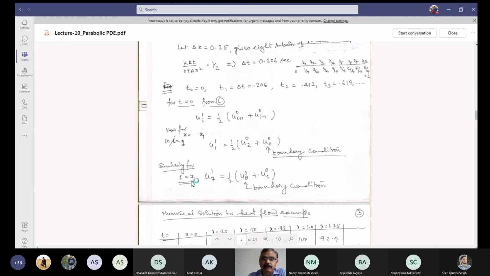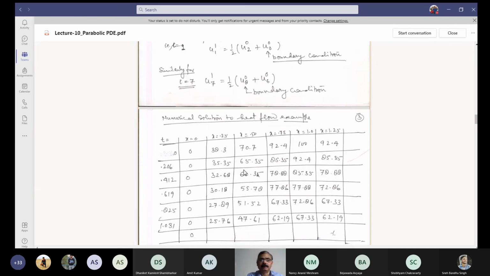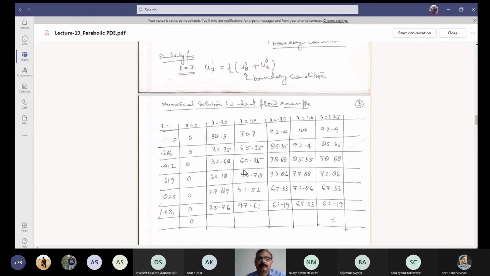Once you put i equal to 7, it will be 1 by 2 of u(8,0) and u(6,0). Again, this is the last boundary and initial condition. But fortunately, here also both are 0. If they are not 0, you have to use the average, and then you can tabulate the values without much trouble, being just the average of two numbers, which can be calculated quickly. So this is your Schmidt method.